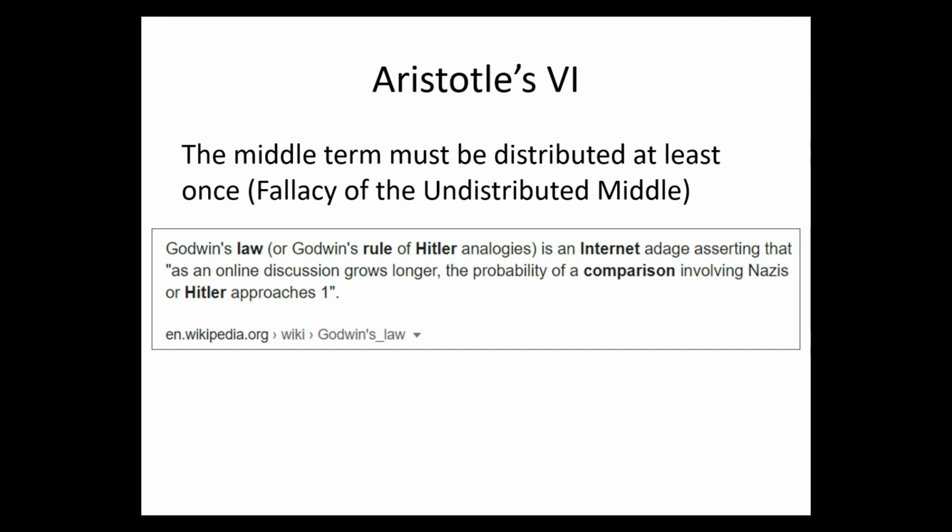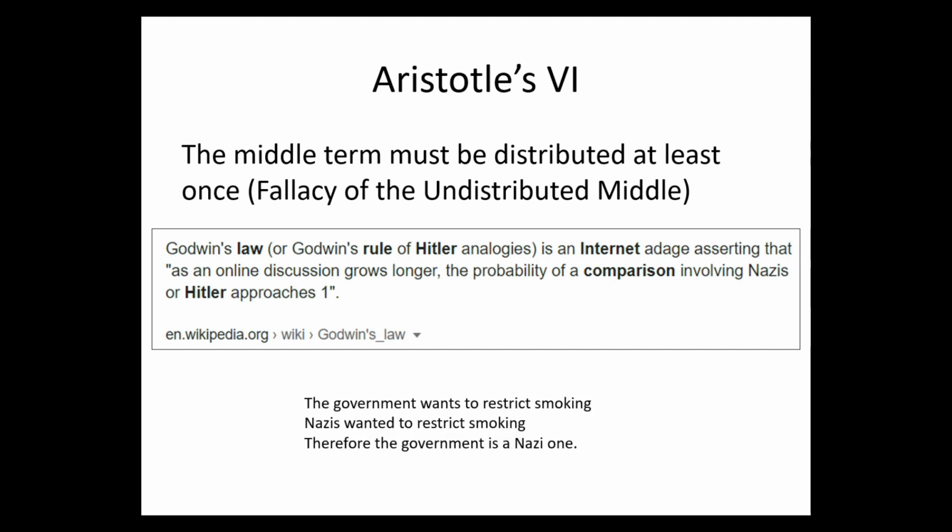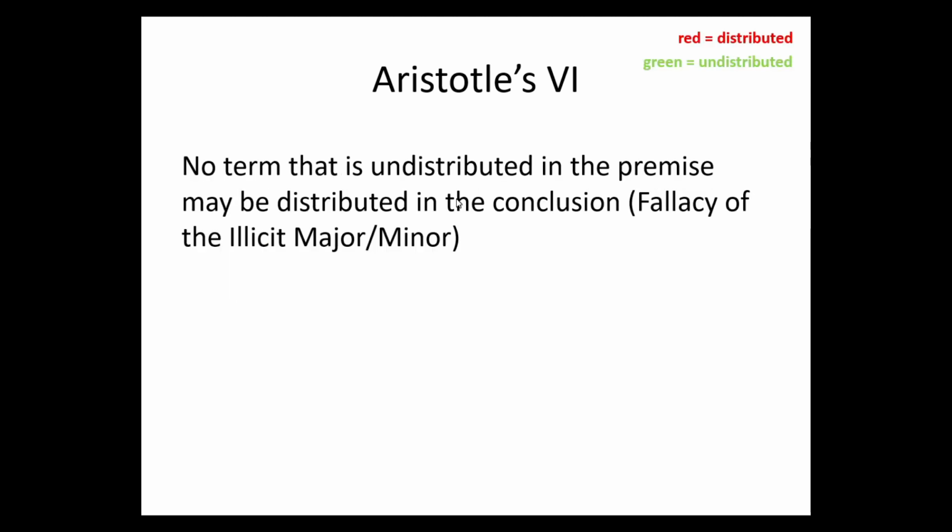You know who had anti-smoking campaigns? Hitler's Nazi Germany. The implied argument being, the government wants to restrict my smoking, Nazis wanted to restrict smoking, therefore the government is a Nazi one. The predicates of both premises are the same, wants to restrict smoking. So, this is reasoning by analogy, or an attempt at reasoning via syllogism that's committed the fallacy of the undistributed middle.